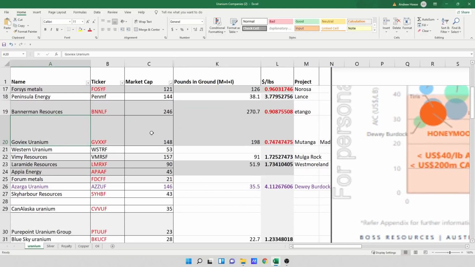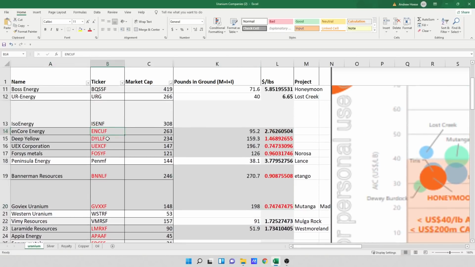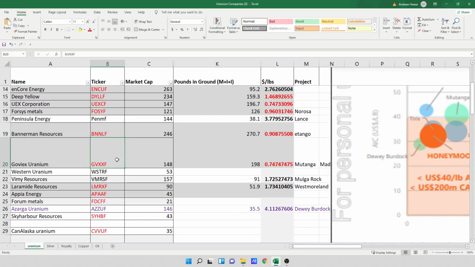And same with Goviex. I think that's a really good one as well. I've been piling into this, overweighting it. So I'm overweight Encore Energy, Deep Yellow, Forsys Metals. I do own a good stake in UEX. I'm overweight Bannerman and I'm overweight Goviex because of these valuations, because of how the companies are prepared for this next bull market. Bannerman is 3-4 years away from constructing a mine when they go through all this. Goviex is looking to produce in 2024, 2025, 2026, somewhere in that range. They've got a couple of projects that they've got over in Africa.